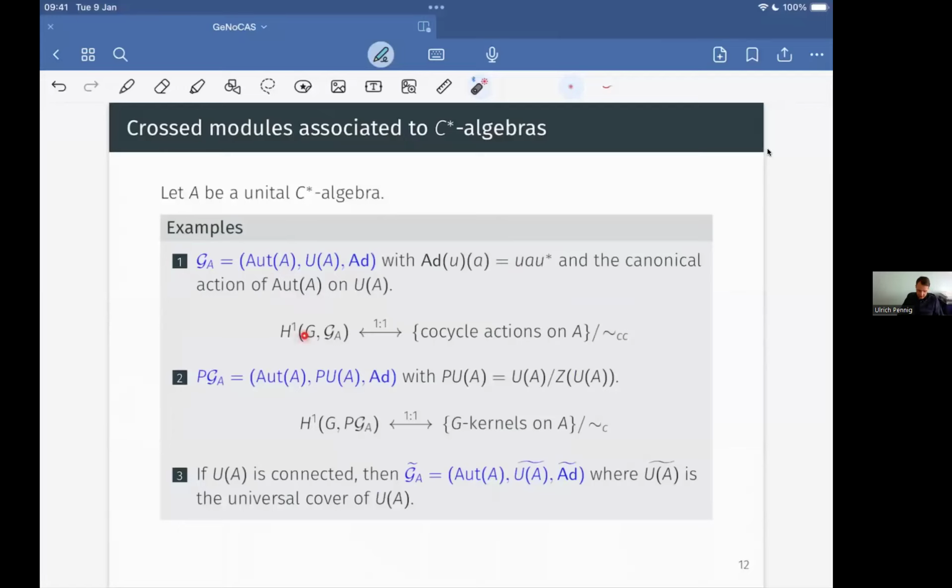Then if you look at this cohomology set of G with coefficients in this crossed module, just from the definition, this is in bijection with the cocycle actions on A up to cocycle conjugacy. The condition that we had before of being cohomologous directly translates into cocycle conjugacy, which is very nice. There's another crossed module that you can look at, which looks very similar. You start with the automorphisms, but instead of the unitary group, you pick the projective unitary group, so you take the unitary group and mod out by its center. This Ad map still works because the center drops out if I conjugate. Then this cohomology set is in bijection with G-kernels on A.